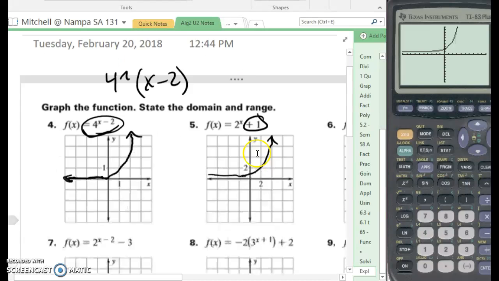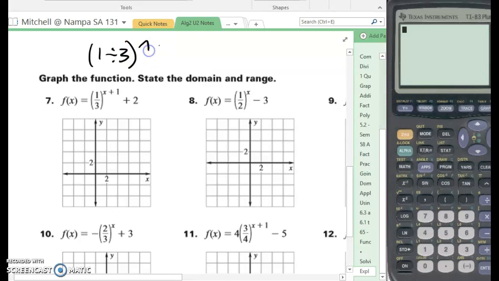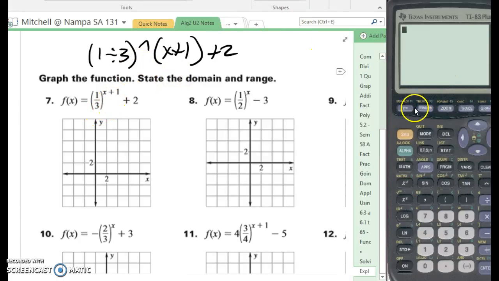And the hope is that as you do these, you'll figure it out. And then same thing here for these. These ones are a little more tricky, so when I put this one in, it's going to be parenthesis 1 divided by 3, parenthesis power x plus 1 plus 2. So you got to put your fractions in parentheses and your powers in parentheses here.